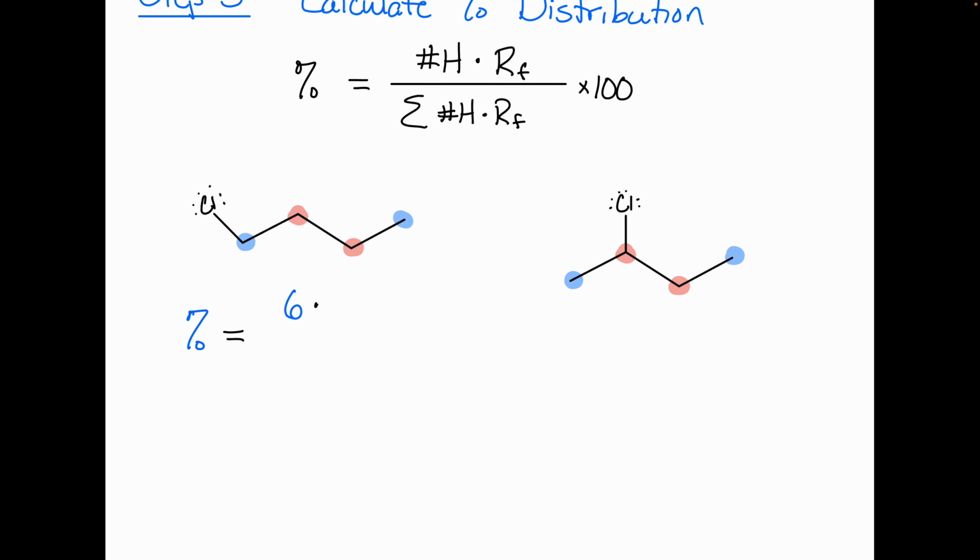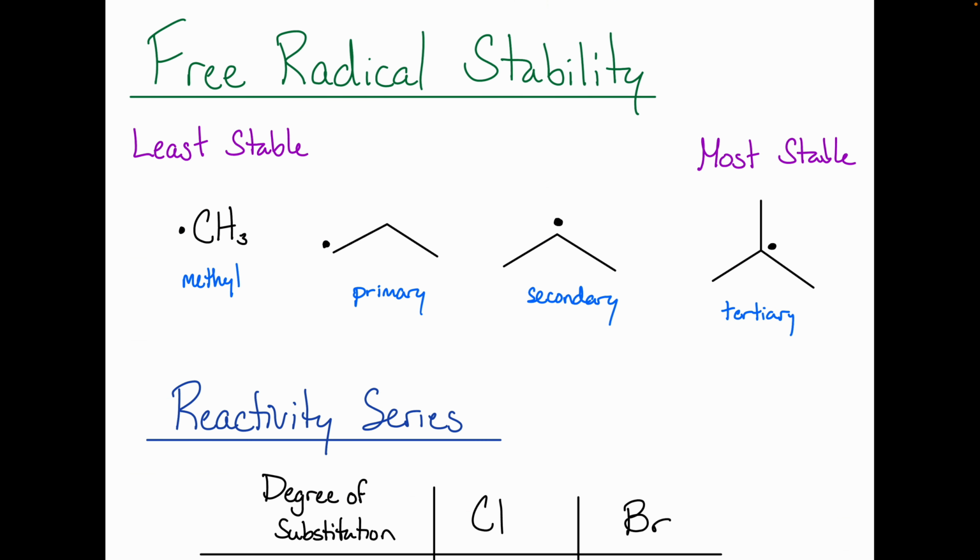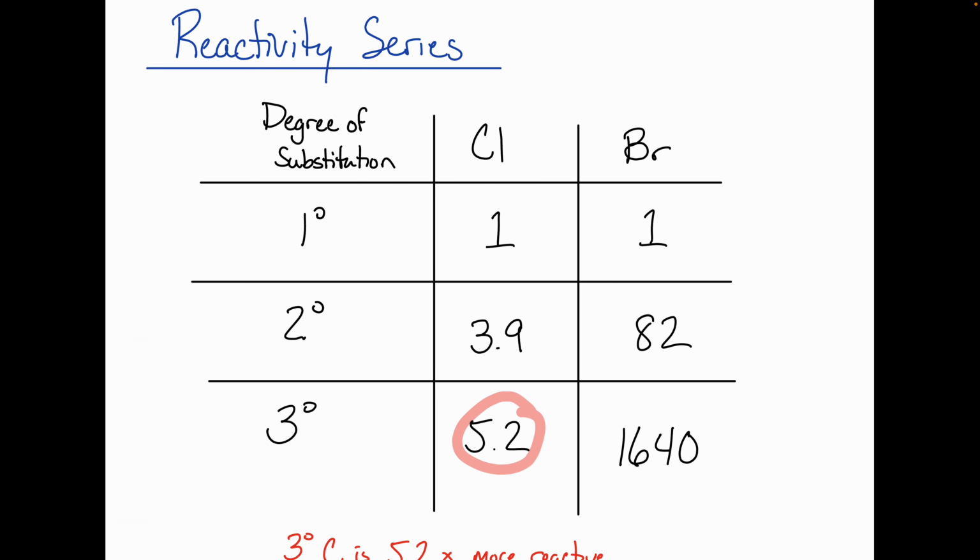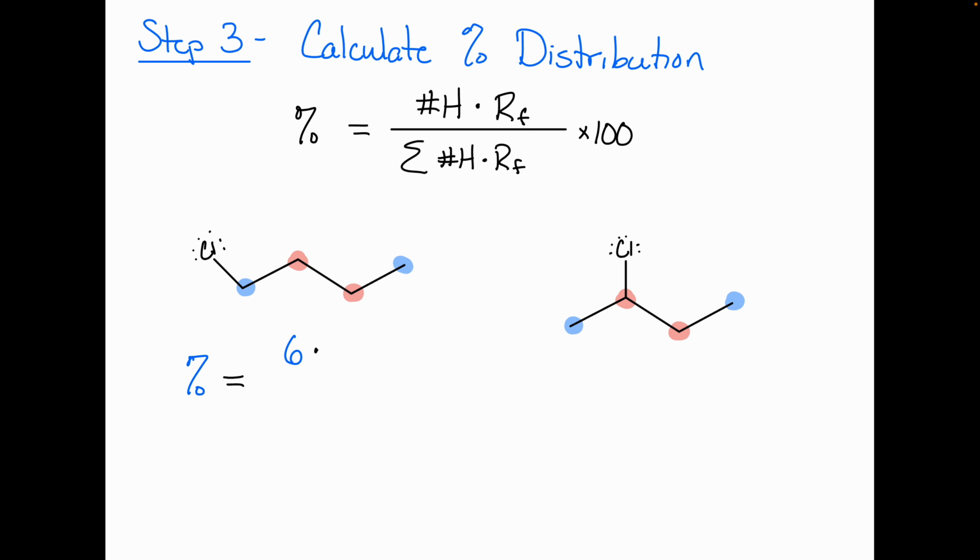For that, I have to go back to my series here, and I have to figure out whether I'm talking about chlorine or bromine. Which one are we talking about reaction-wise? Chlorine. And in terms of my carbon here, if I'm looking at that 1-chlorobutane, would that be a primary, secondary, or tertiary carbon? It would be a primary carbon. So my reactivity factor here is that 1.